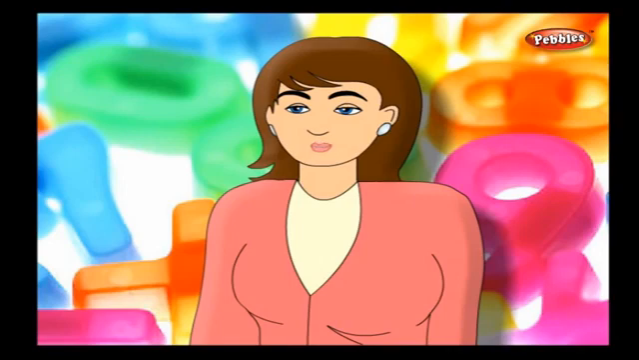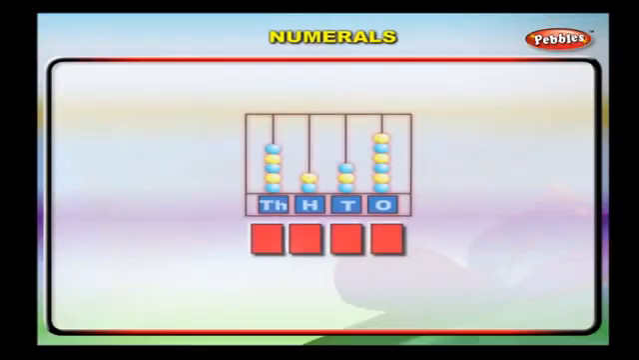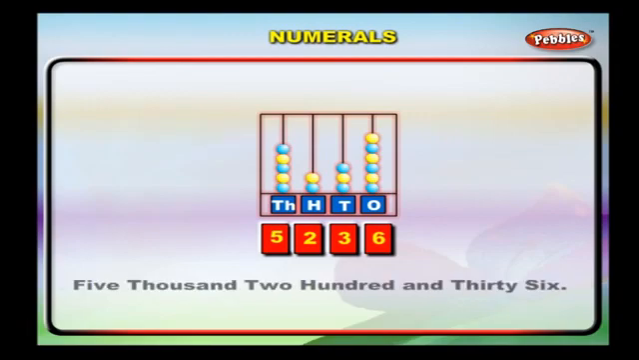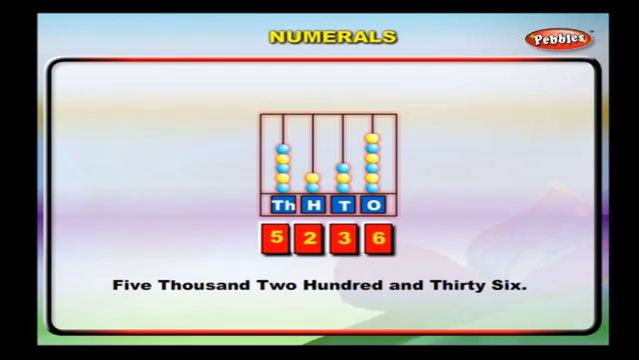Next, we will read the abacus and write the numerals and the number names. In this abacus, we have 6 beads in the ones column, 3 beads in the tens column, 2 beads in the hundreds column, and 5 beads in the thousands column. We write this as 5,236. We write this in words as five thousand two hundred thirty-six.